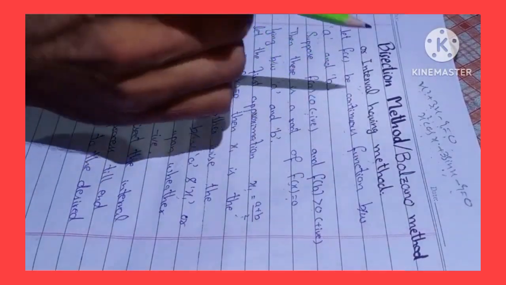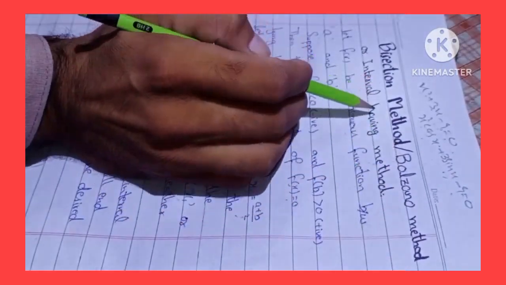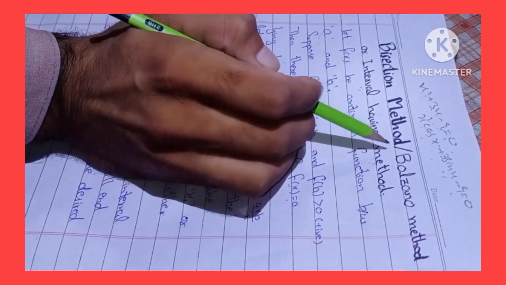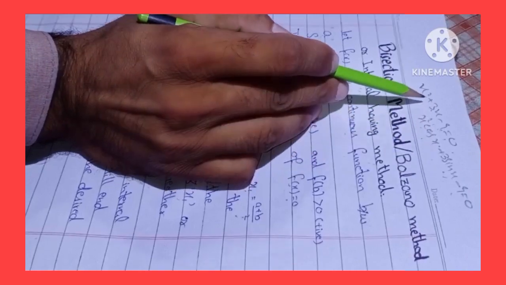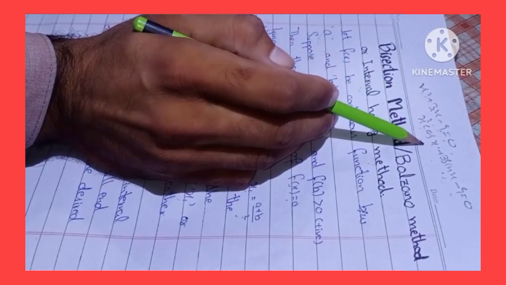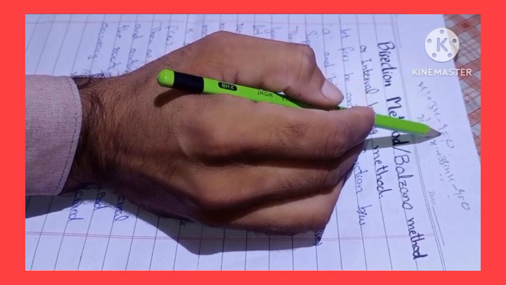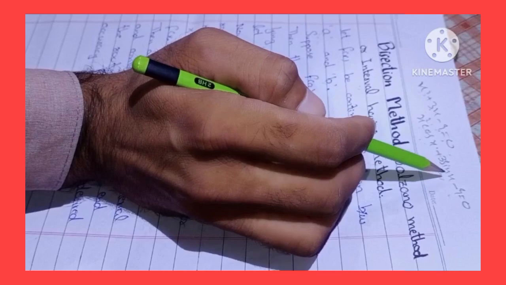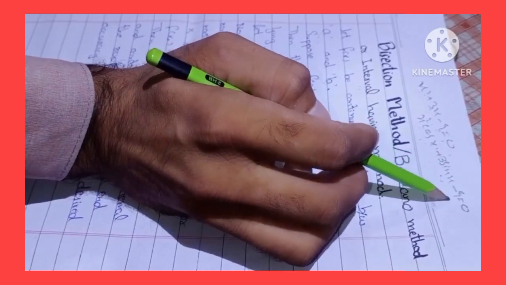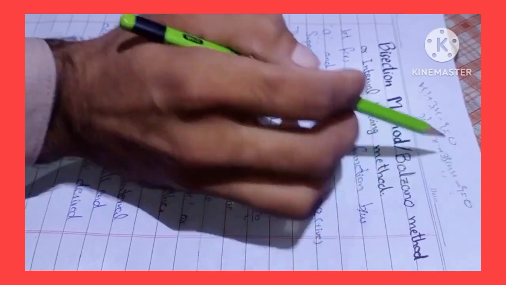We will study the bisection method. Its other name is the Bolzano method or interval halving method. The bisection method is used to find the approximate value of the root of an algebraic equation or a transcendental equation. An algebraic equation is x squared plus 3x minus 9. A transcendental equation is x squared cos x plus 3 sin x minus 9 equal to 0. Transcendental equations are those which involve sin x, cos x, cot x.